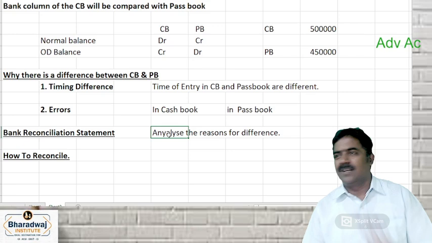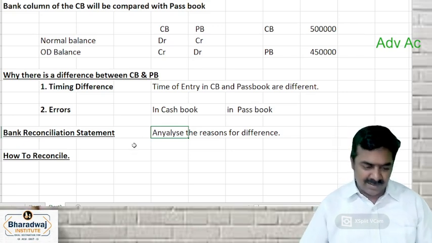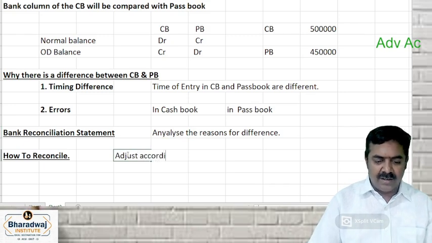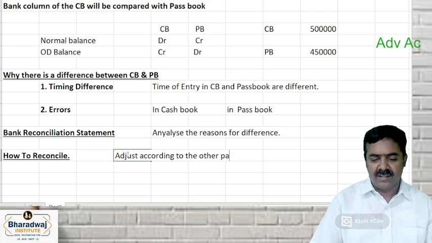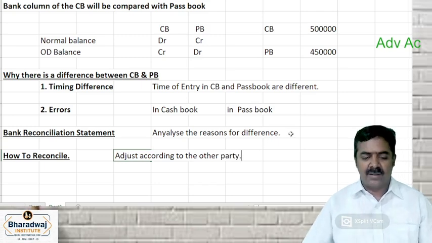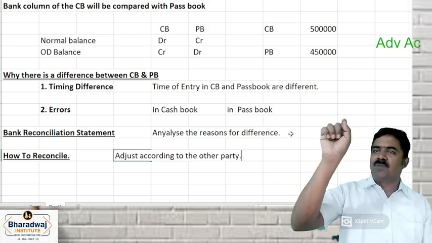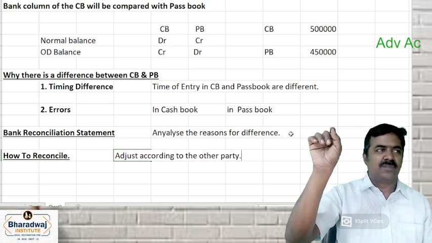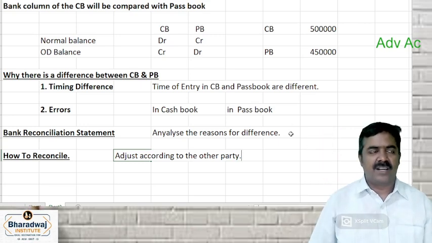Another one is a logical method. Just one line, BRS over: adjust according to the other party. For example, when I start with balance as per cash book, what should I get? Start with balance as per cash book, and at the end, balance as per passbook should come.